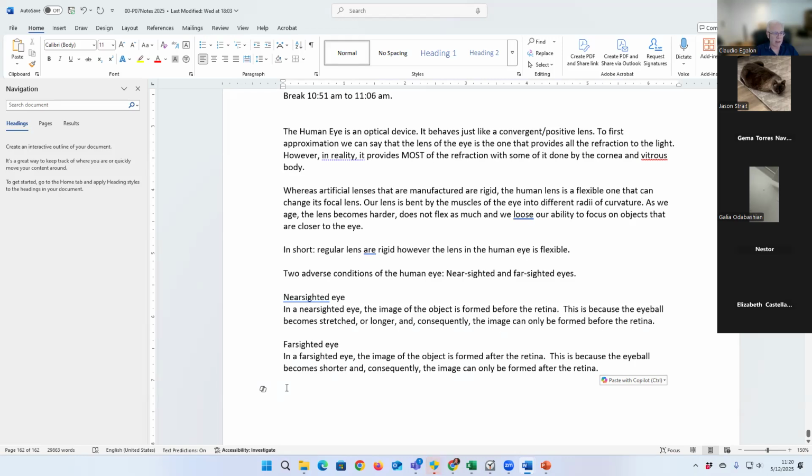For the far-sighted eye, the image of the object is formed after the retina. That's because the eyeball becomes shorter, and consequently, the image can only be formed after, or behind, the retina. Okay.